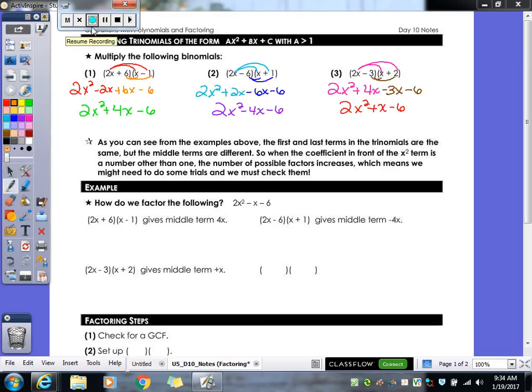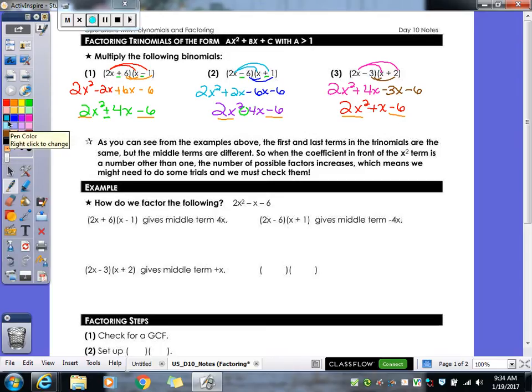Yeah. But if you take a look at our final answers for all three of them, our first terms are the same, and your last terms are the same. But did we start with the same set of binomials each time? No. So if we take a look at this first one, we had a positive 6 and a negative 1, so I got a positive in the middle. But when I flipped those, what's happened to my sign in the middle here? It also flipped.